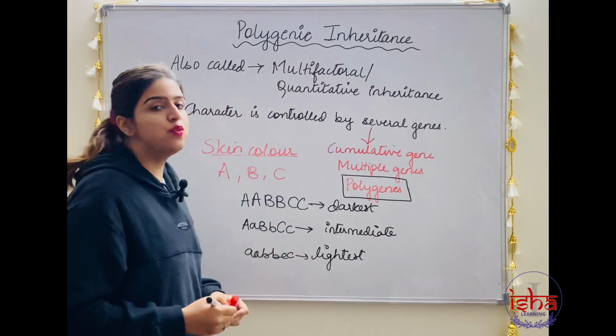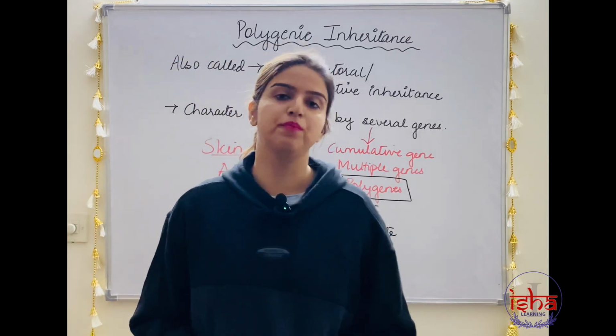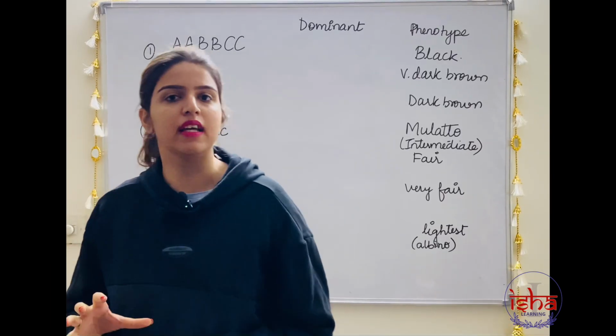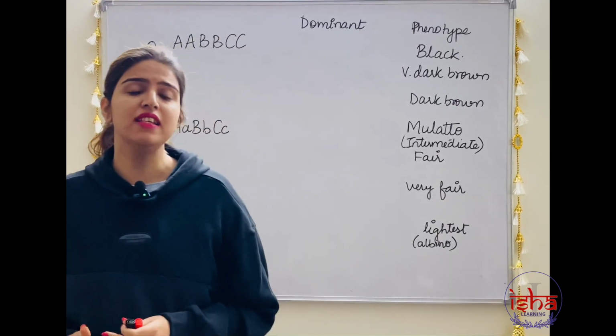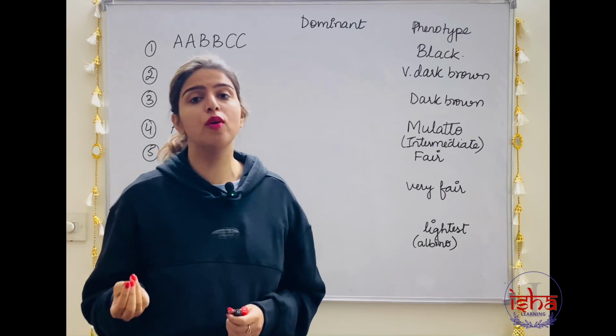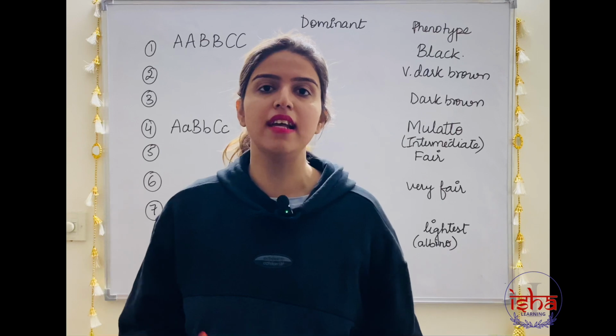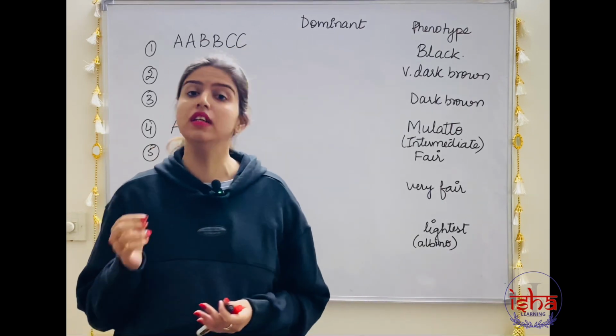So now let's move ahead and try to look at this example in detail. So the situation is something like this. We are trying to find out the number of dominant genes because we know जितने ज़्यादा dominant genes होंगे उतना ज़्यादा melanin is going to be synthesized and the skin color is going to be the darkest.